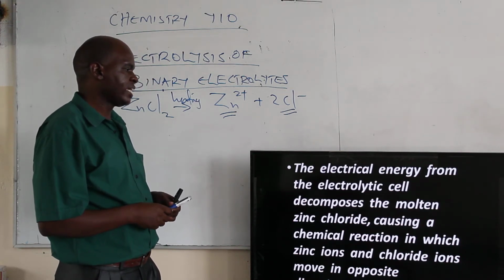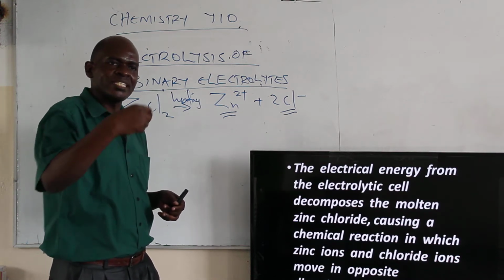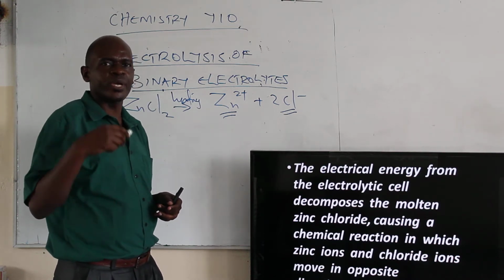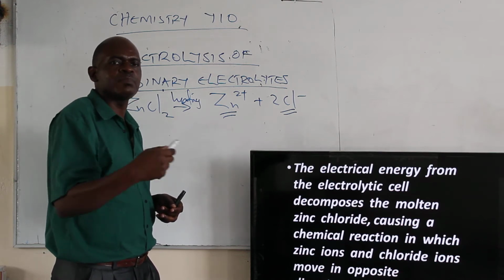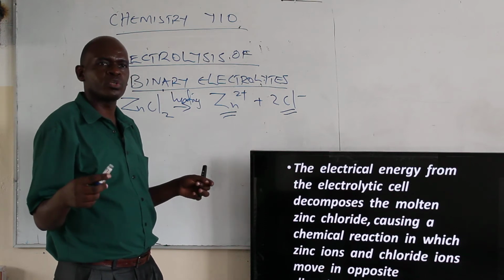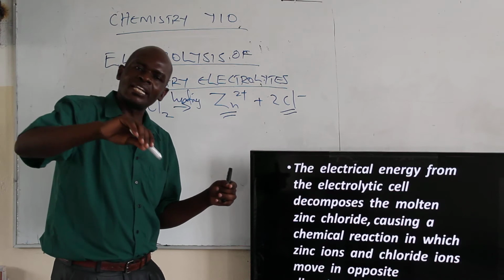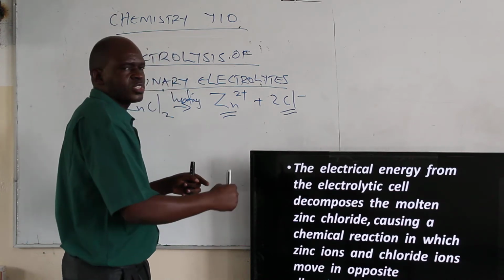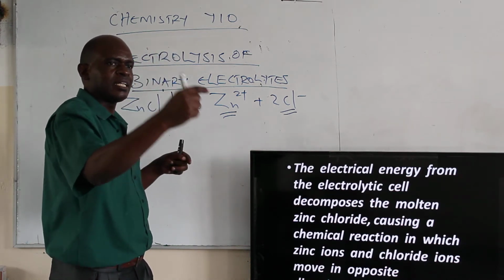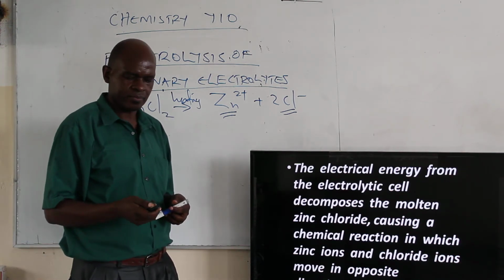of zinc chloride, causing what we call a chemical reaction. So it is once the current passes through, that's when the chemical reaction takes place. But simply by heating, it doesn't result in the decomposition. You only melt it. It remains molten zinc chloride. But the moment the current passes through and the ions are attracted to opposite charges, then a chemical reaction starts taking place.